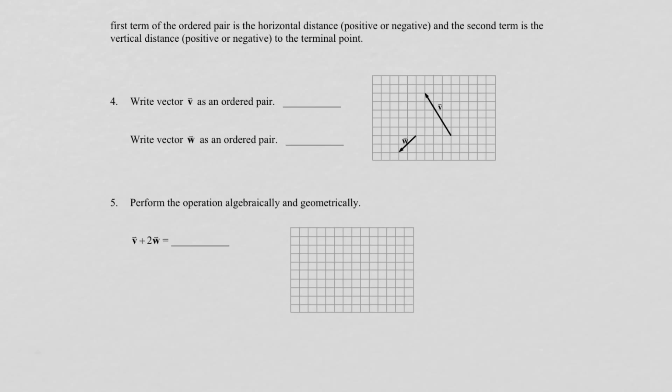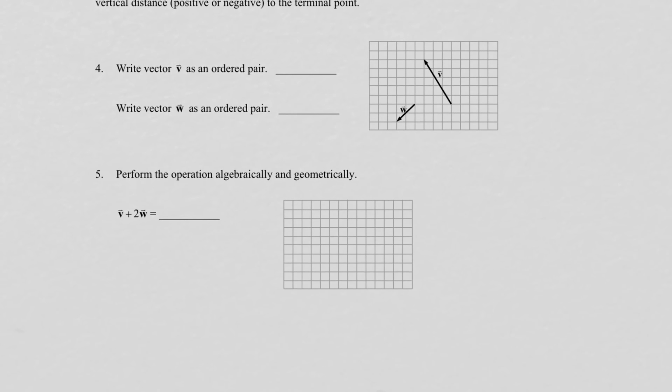So for example 4, we're going to write vector v as an ordered pair. And the way we are going to do that is we are going to identify its initial and terminal points, and then we're going to do that subtraction that we did with my example. So if I'm looking at v, I am going to call the point here in the bottom left 0, 0. And that makes this point here on v the point 9, 3. And this point, the point 6, 8.